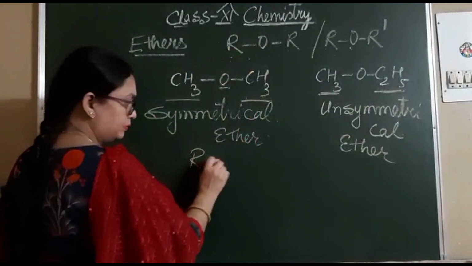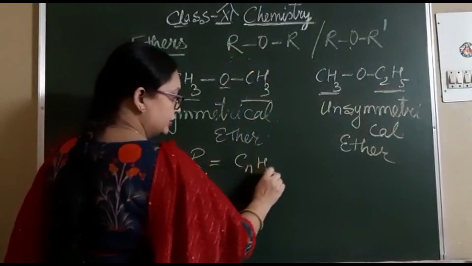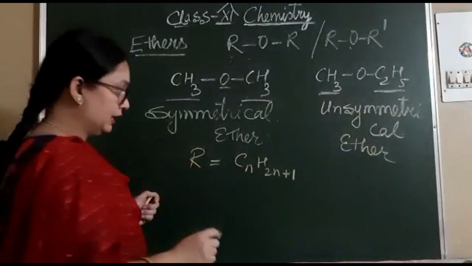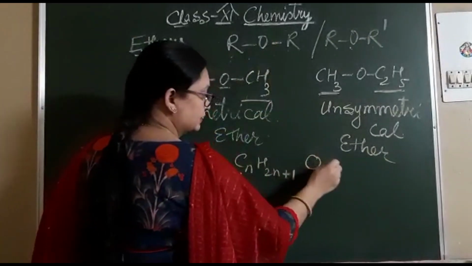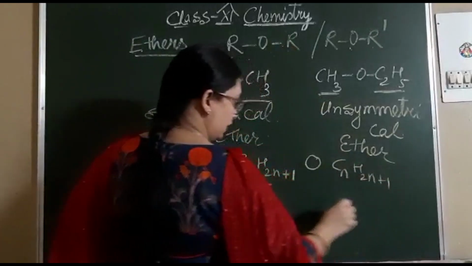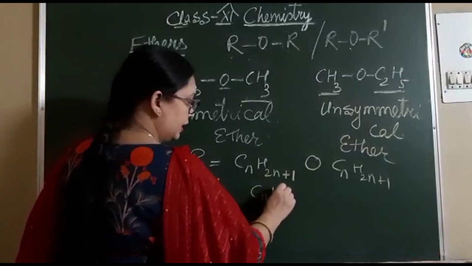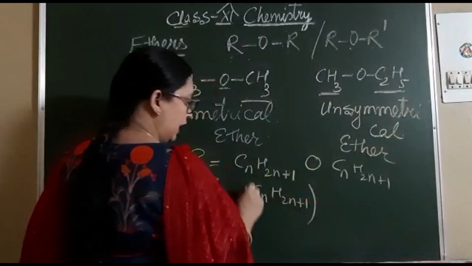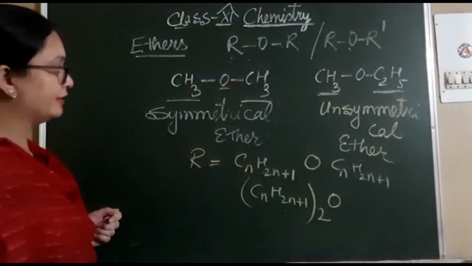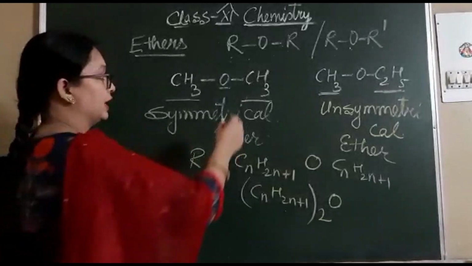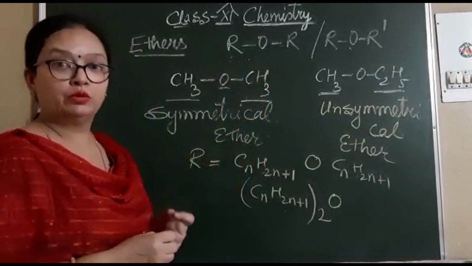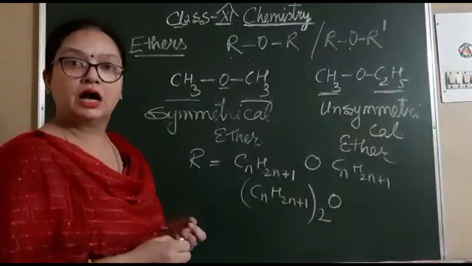And you know what is R? R is CnH2n+1. That means one hydrogen atom is less. Then in between O is present, again CnH2n+1, or I can write CnH2n+1 two times with O in between. In this way also I can write. So according to different conditions we can choose that kind of representation. Now let us practice how to give the common name and the IUPAC name.